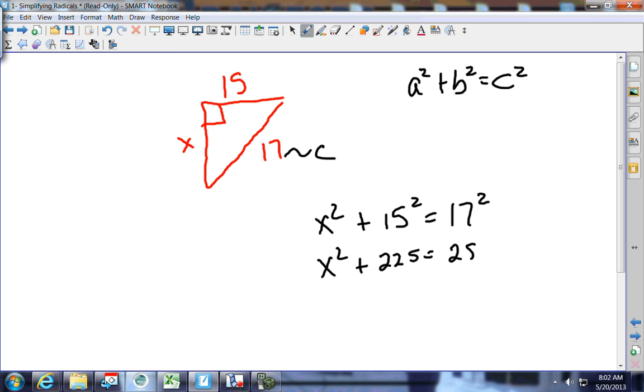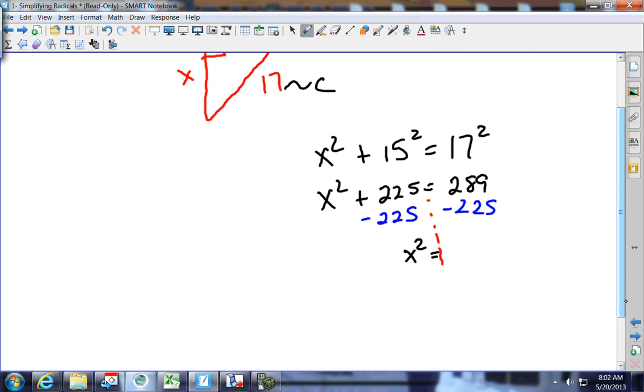Okay, so all I've done is taken 15 squared and 17 squared. How do you get x squared? What do I need to do in solving equations? Subtract 225 from each side. I get x squared equals, what is that, 64? X is going to equal the square root of 64. What's the square root of 64? 8 times 8 is 64, right? X equals 8.